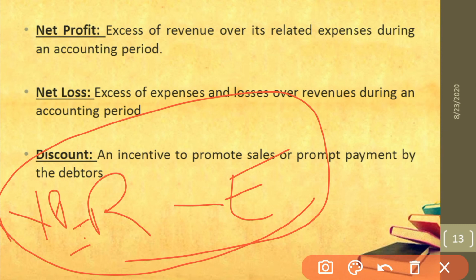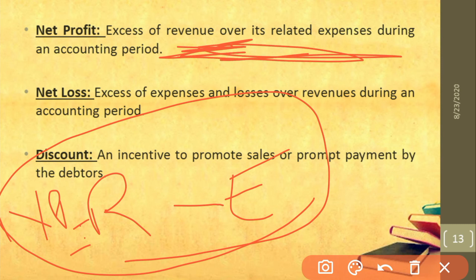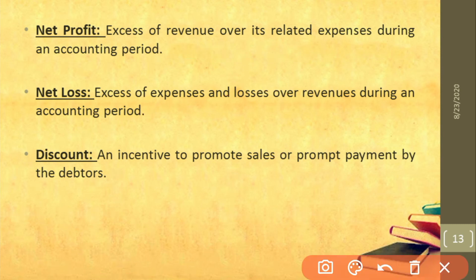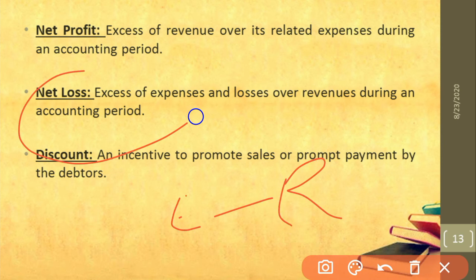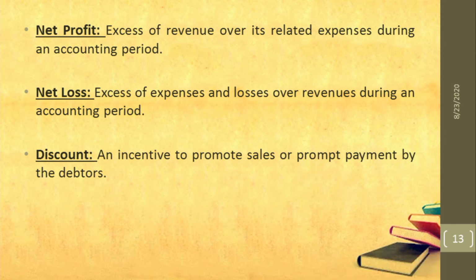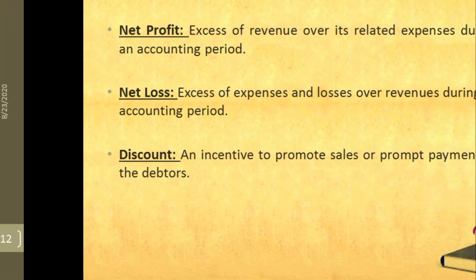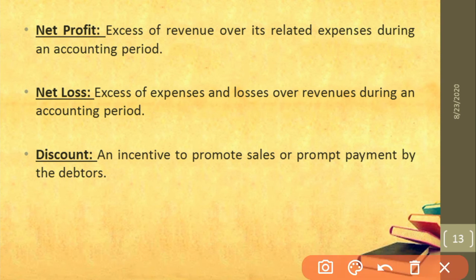Supposedly I was involved in producing pens and selling pens. Whatever I receive from selling pens, only pens, is known as my revenue. I might receive something when I sell my assets, but that will not be my revenue. Revenue is always from the product or services that I render in the firm. And vice versa, when my expenses are more than my revenue, it will be our net loss.